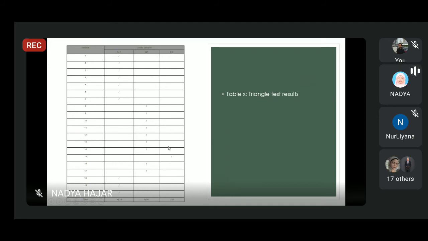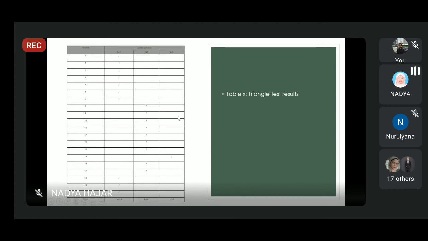So sekarang ni nilai dia adalah 10. So maksudnya ketiga-tiga samples ni adalah tidak berbeza. Walaupun secara lahir dia nampak berbeza, tapi secara significant difference ni adalah tak berbeza.